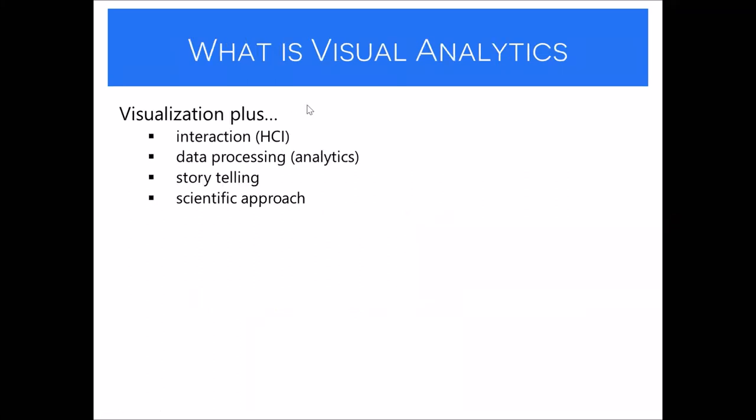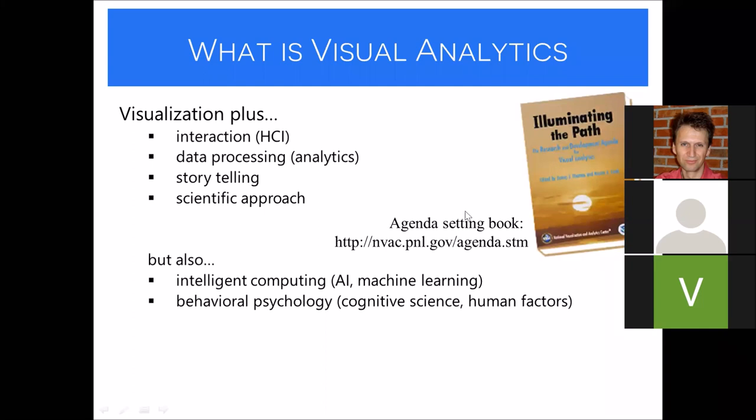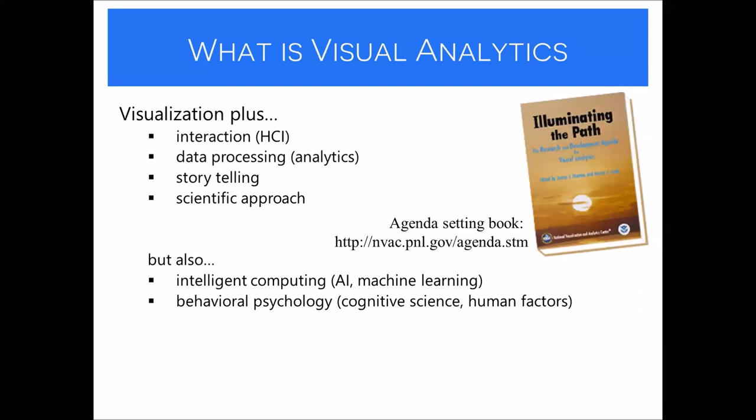So what is visual analytics? It's basically visualization plus interaction, HCI, data processing, which is the analytics, storytelling, and a scientific approach. And there's a book, if you want to read it, written in the late 2000s by Jim Thomas. It has the agenda from back when visual analytics was founded. This was around 9/11, shortly after. It was mostly coined because they wanted to find terrorist activity and use visualization to help identify it. But long since then, it has gone everywhere, in business and social science, wherever you want. But this book has a good agenda. It's still pretty good background material, and it's freely available from this web page.